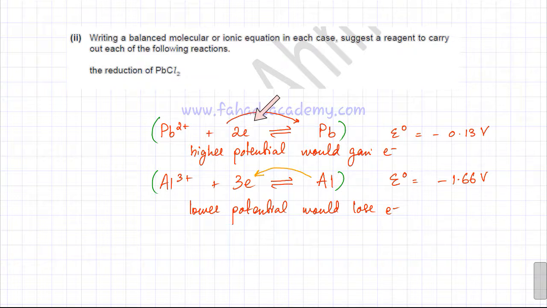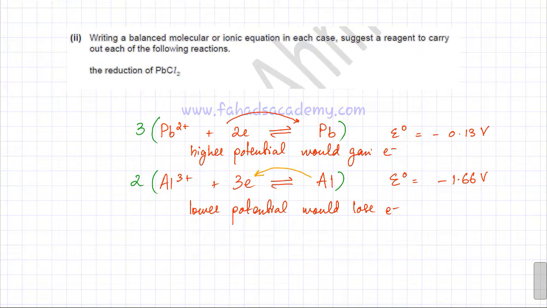The number of electrons being gained is 2, whereas the number of electrons being lost by aluminium is 3. So I need to make them equal. To make them equal, I would have to multiply this equation by 3 and the second equation by 2. That would make the number of electrons gained 6, and the number of electrons lost 6 as well. So I now need to write my overall equation.